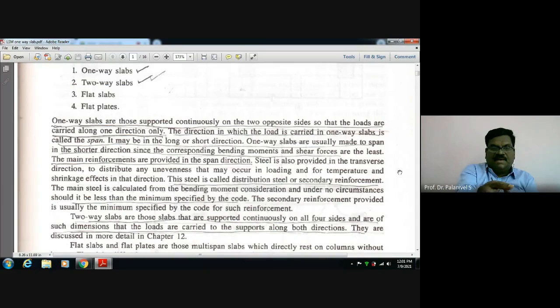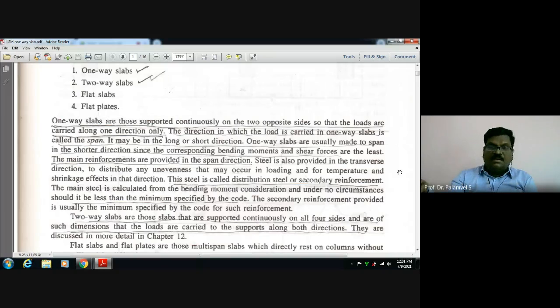Say some 10 mm dia bar at so and so mm center to center, or 8 mm dia bar at so and so mm center to center, say 150 mm center to center, 180 mm center to center, we provide that. Sir, are we not providing reinforcement along the long span direction? If you ask, is no reinforcement being provided? Yes, it is being provided.